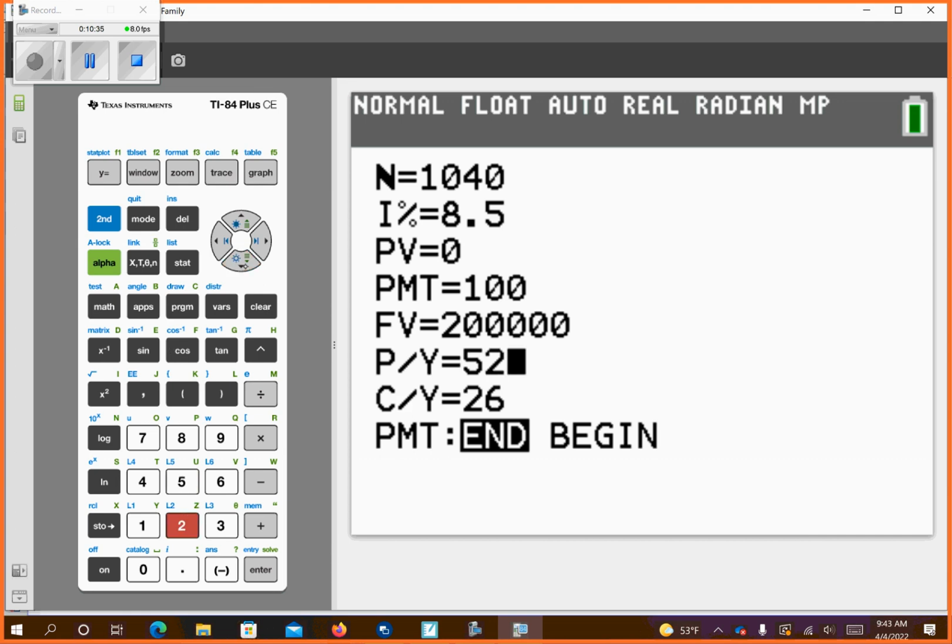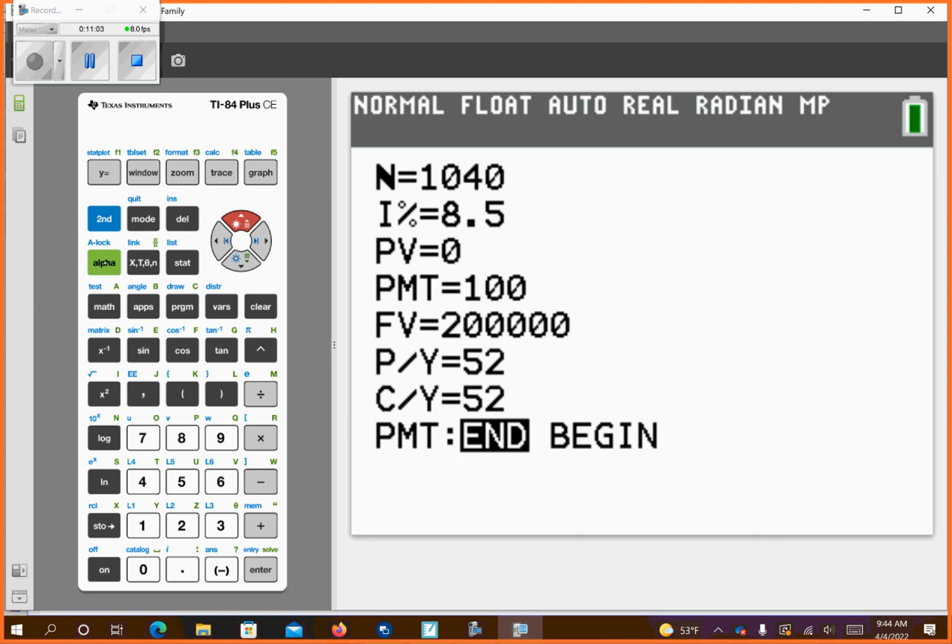So that's going to be 52. Down arrow, the C/Y becomes the same. So now, we want to figure out how much we should be putting in each week in order for this to work. So I'm going to figure out what the payment is. This will come out as a negative number because one of these things between PV, PMT, and FV has to be negative. And that's okay. Don't worry. Negative is not a bad thing in this.